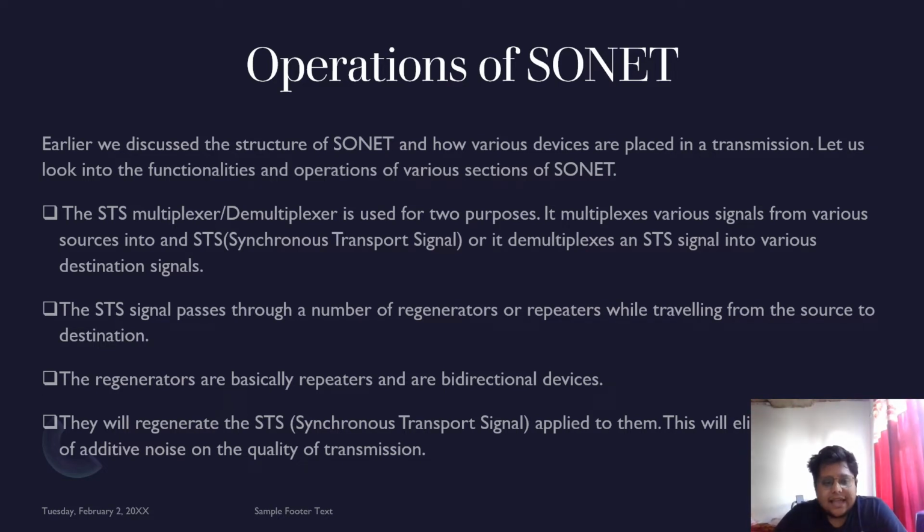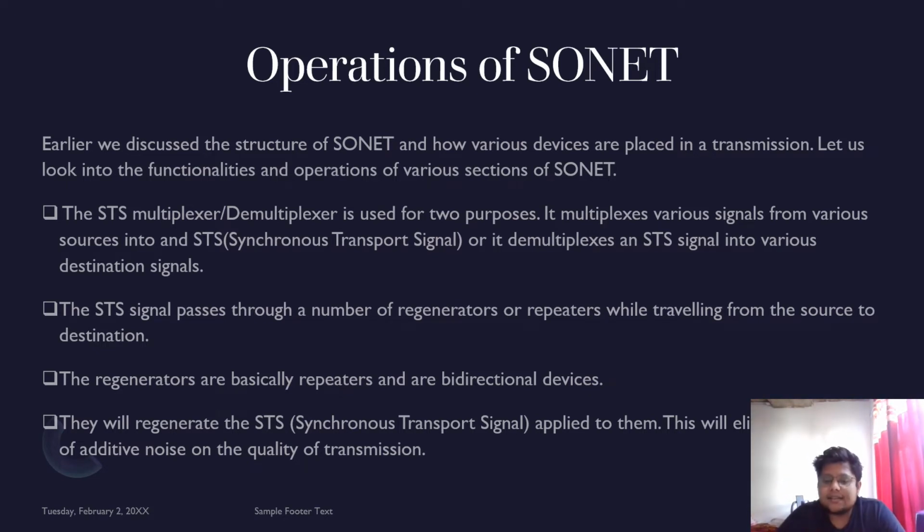Now let's see. The STS multiplexer/demultiplexer, of course, is used for two purposes. It multiplexes various signals from various sources into an STS signal, a synchronous transport signal where time is synchronous, or it demultiplexes an STS signal in the output section into various destination signals.